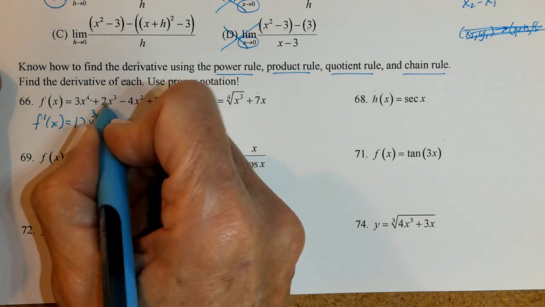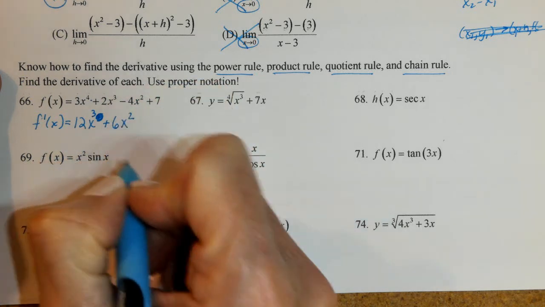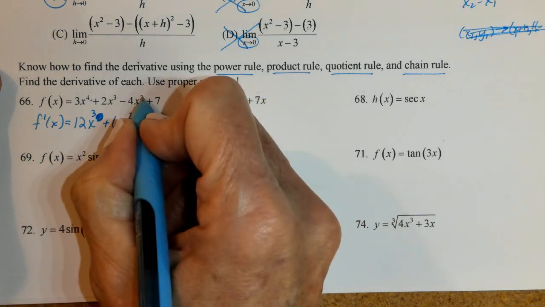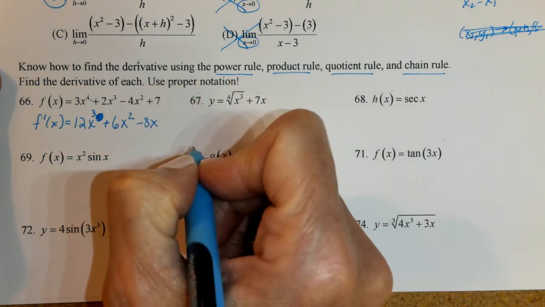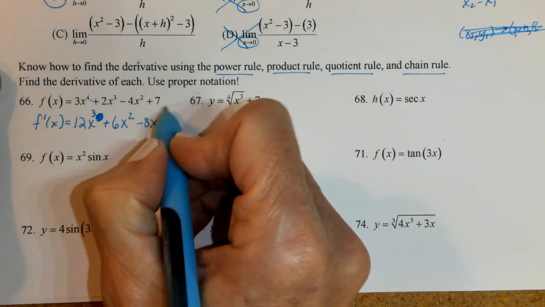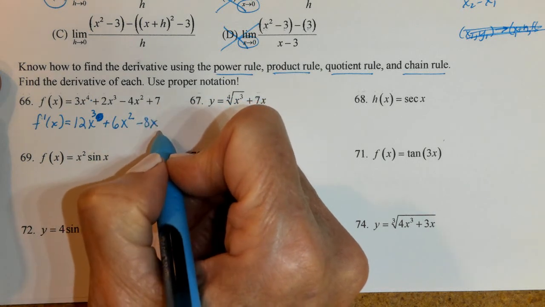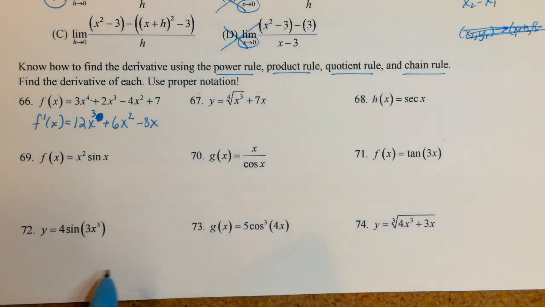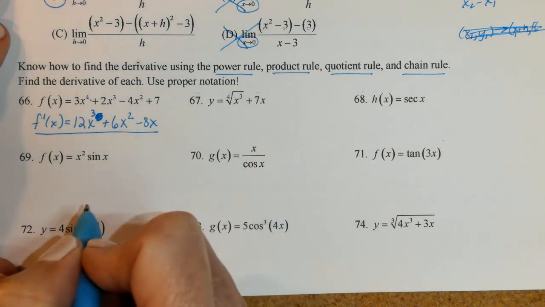Multiply your power times the coefficient, subtract 1 from your power. Multiply your power times the coefficient, subtract 1 from your power. And on this one, the derivative of any constant is just 0. The derivative of a constant is 0. So this would be f prime of x.